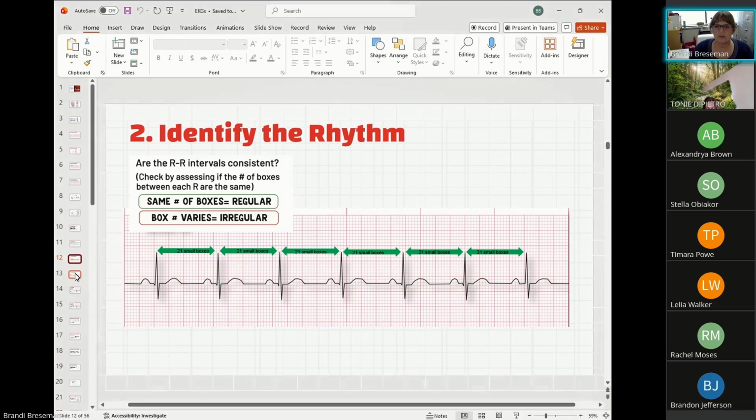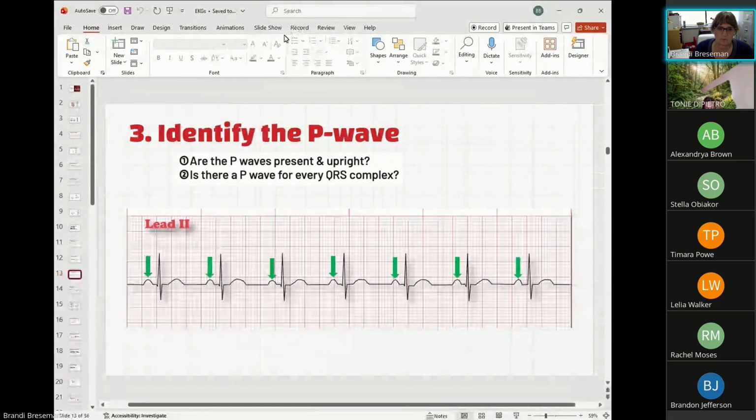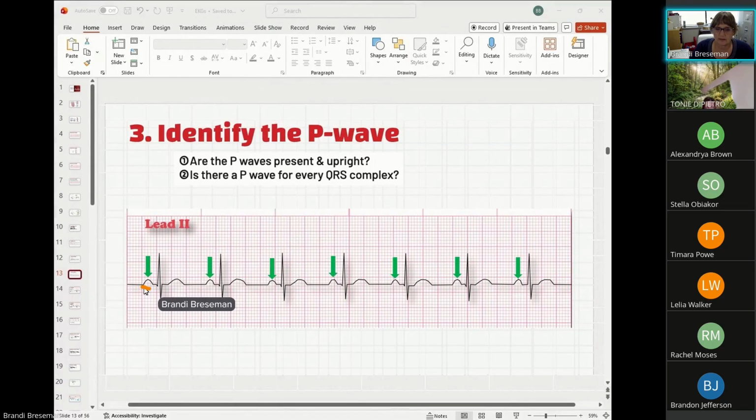Next, we want to identify the P wave. So remember I said that's the first wave we're looking for. Is a P wave present? Meaning, is it there? That's the first question we ask. Do I have a P wave? Well, I have one right here. I have one right here. I have one right here. I have one in front of each of my QRSs. So yes, I have a P wave in front of each QRS. Everybody see that?